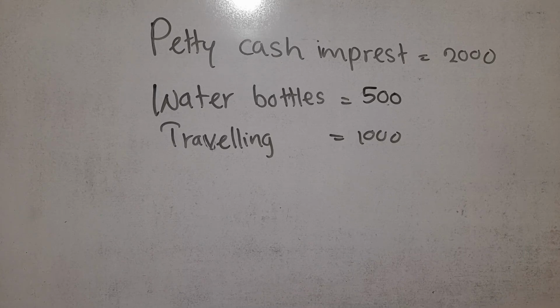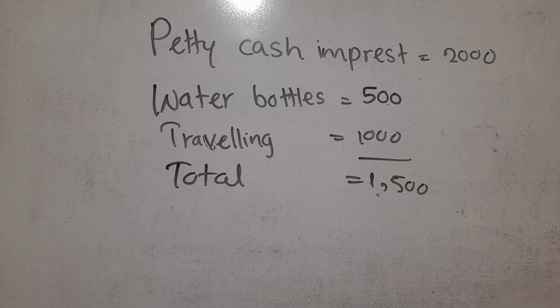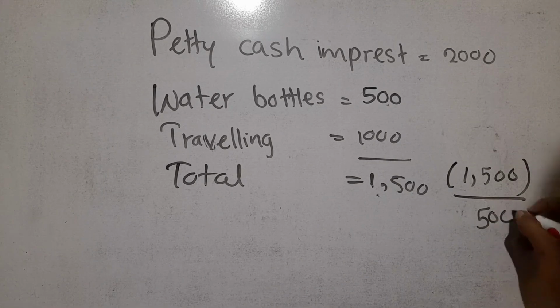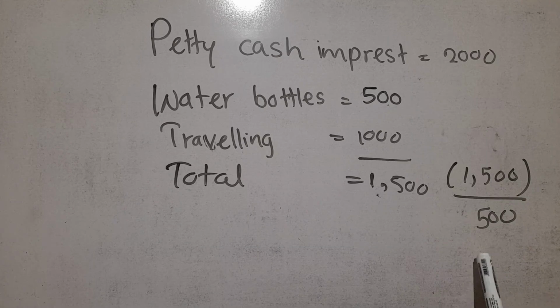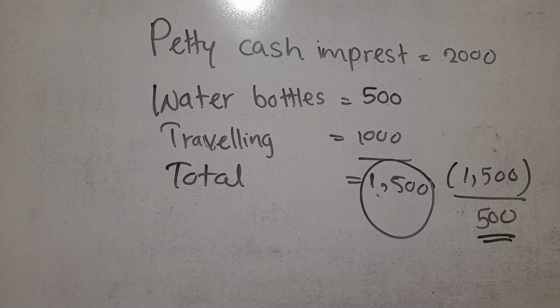Petty cash imprest is 2000. Petty expenses: water bottles 500, traveling 1000. The total petty expenses are 1500. 2000 minus 1500, 500. The remaining balance in the hand of the petty cashier is 500. Reimbursement is 1500 because the petty cashier will receive the amount that was spent, not the total petty cash imprest.